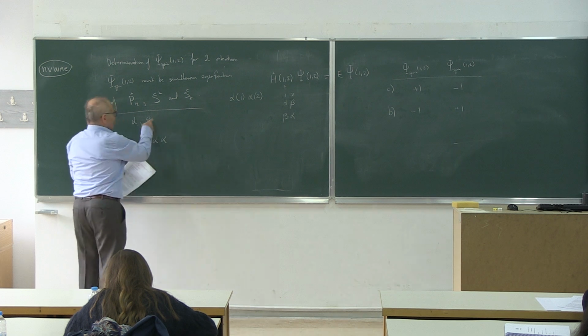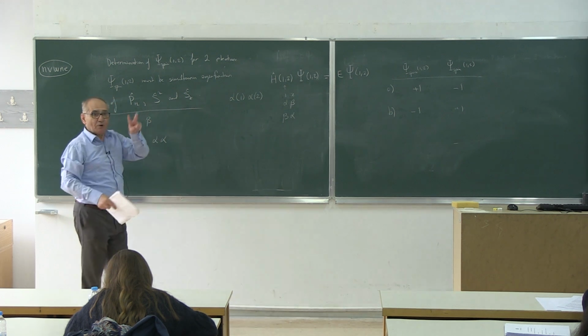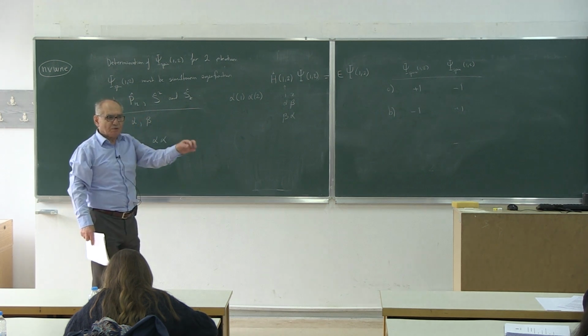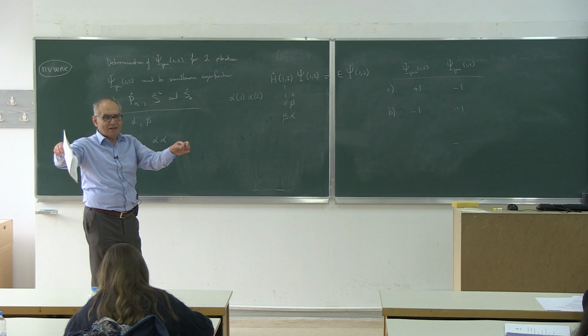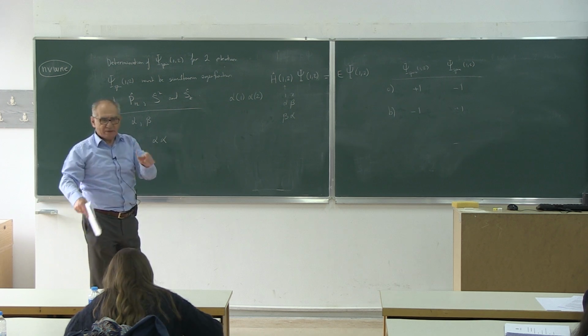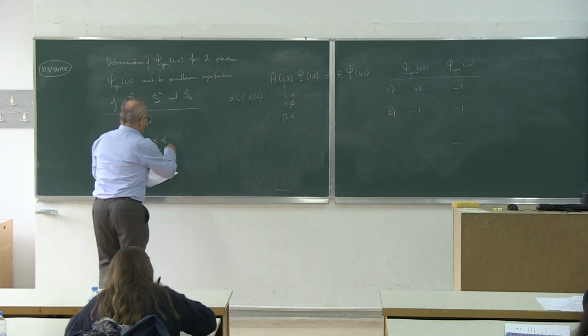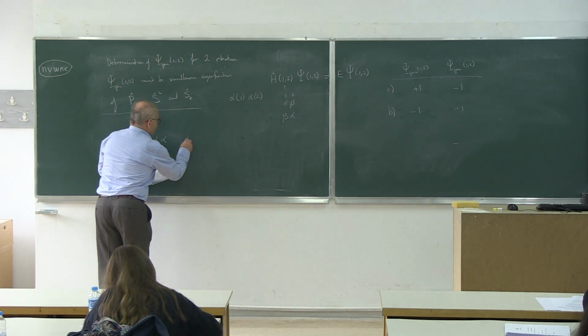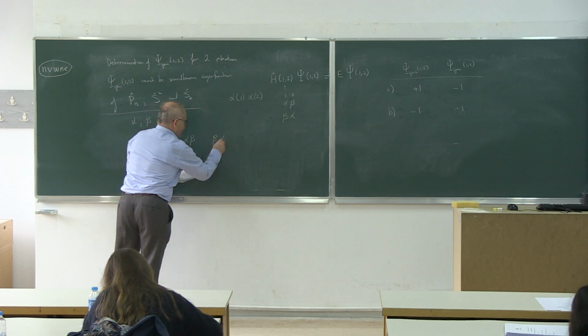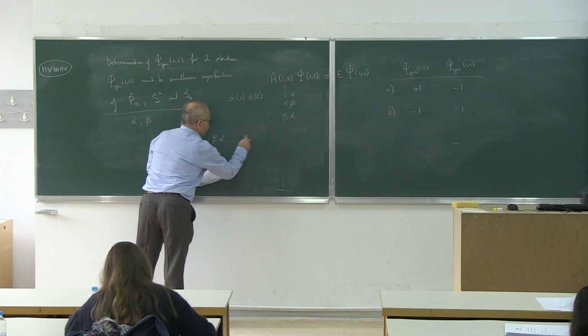Possibilities are, because there are just 2 choices for each electron, what is the total number of choices? 2 choices for the first electron, 2 choices for the second electron. What is the total? 2 times 2. There are 4 possibilities for the products. What are they? Alpha times alpha, alpha times beta, beta times alpha, and beta times beta.